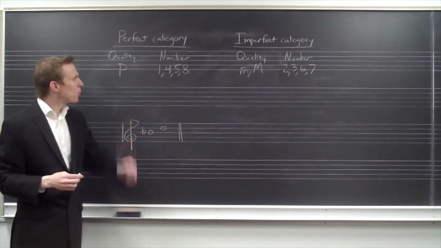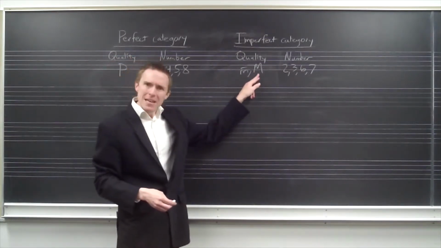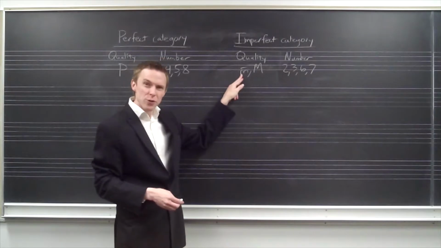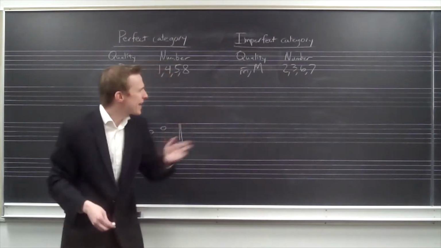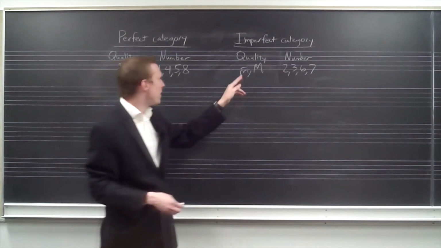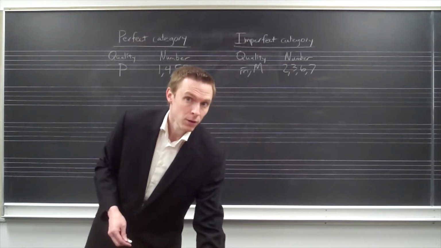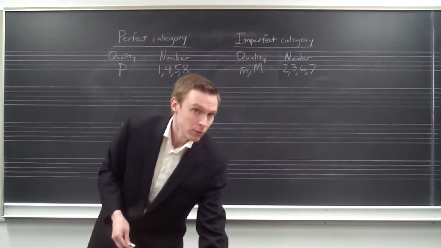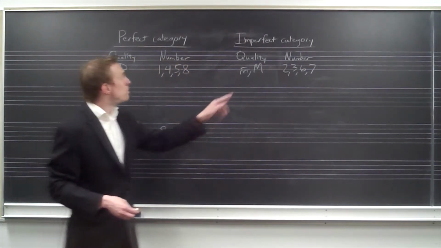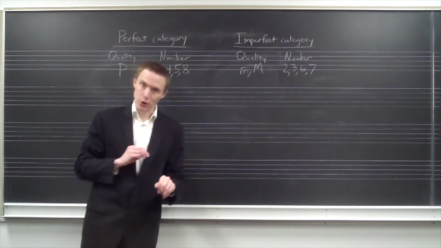Now, let's stay with this imperfect category for a moment. It stands to reason that a major interval is going to be larger than a minor interval. So for instance, a major sixth is likely going to be larger than a minor sixth. And so let's hear it in action. Here's a major sixth, and here's a minor sixth. Now, how much bigger is the major than the minor? It's exactly 1/2 step bigger.